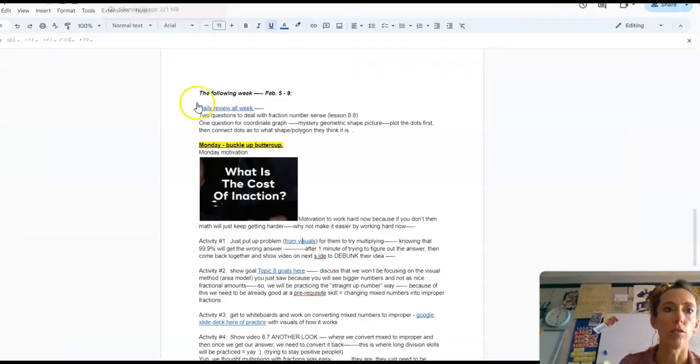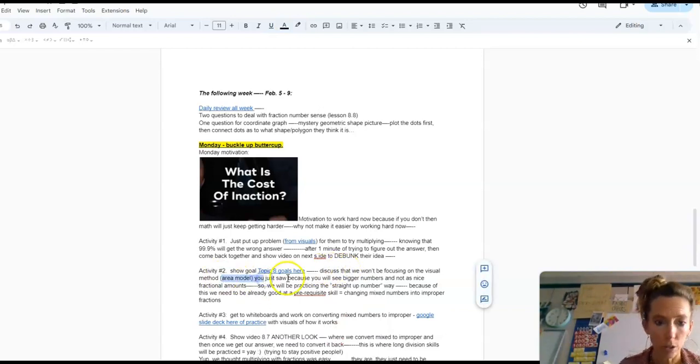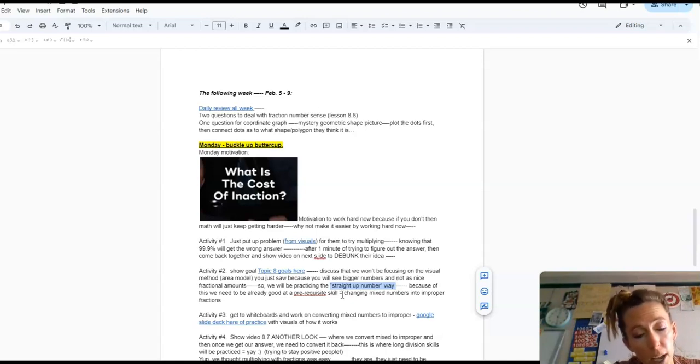So then you would show them the goal for today, and that's to multiply with mixed numbers, and that we're going to cruise through the area model. We're not going to use it. We're going to use the straight up number way because that is going to be quicker. But in order to use the straight up number way, we have to already be good at a prerequisite skill, which is changing mixed numbers into improper fractions, because that's the first step when we are multiplying with mixed numbers.